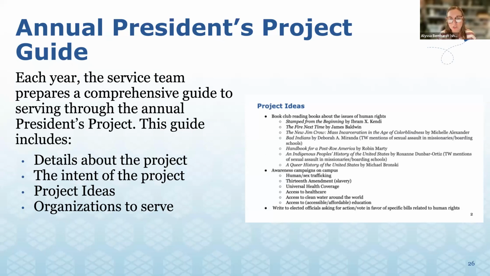So this is a little screenshot from this year's President's Project Guide. You can see some ideas that we have: a book club in your chapter, reading books about the issues of human rights, and we've recommended a lot of books. Awareness campaigns, we've recommended a lot of different awareness campaigns, writing elected officials. But this is not all inclusive. There are other things that you can do, but I do think it's helpful if you're wondering, can I do this? Is this the President's Project? Just reach out to Alexa and ask. We can verify for you.